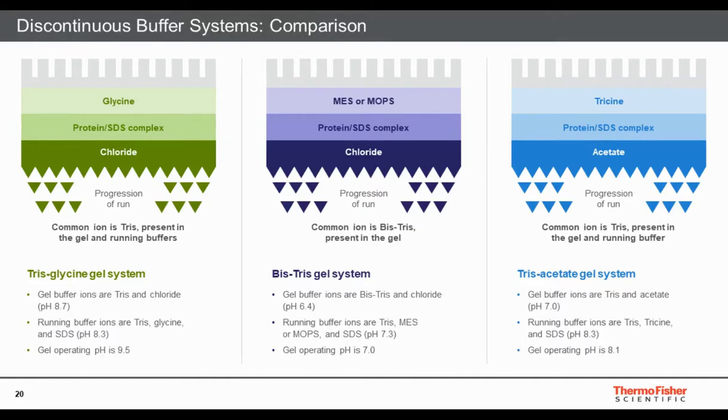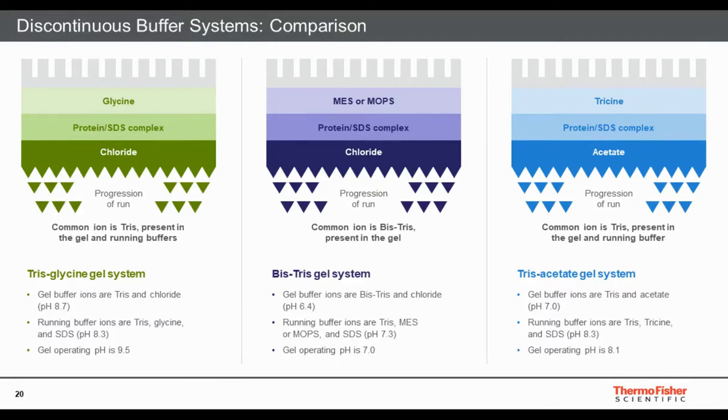Therefore, this is a very alkaline gel operating environment for your protein. The common ion in the system is Tris, which is present in the gel as well as the running buffers. Now, the Bis-Tris system includes Bis-Tris and chloride ions in the gel buffer, which has a pH of 6.4. The running buffer ions are Tris, MES, or MOPS, and ionic detergent SDS with pH of 7.3.